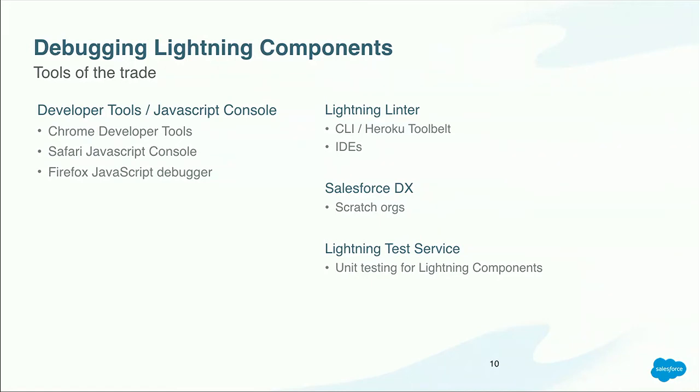As I mentioned, the Lightning linter is a CLI, and it's also built into some of the newer IDEs, and that tells you whether your JavaScript syntax is correct. And then Lightning Test Service is a cool feature for unit testing in a continuous development environment. So if you're using pipelines or something like that, you can plug that in to test against your Lightning components.